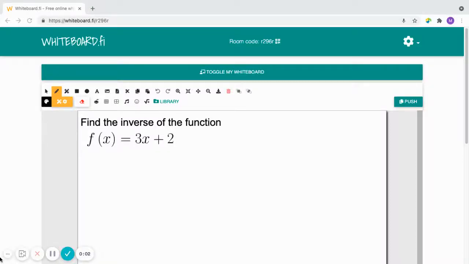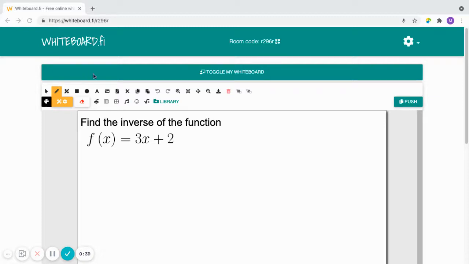Okay, so today we are going to learn how to do inverse functions, or finding an inverse of a function. So here we have f of x equals 3x plus 2. We want to figure out what the inverse of this function is. So when we're doing inverse, we are basically going to be doing 4 different steps to rewrite this in its inverse function.